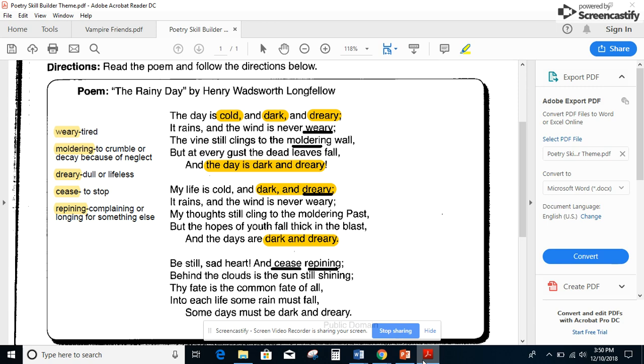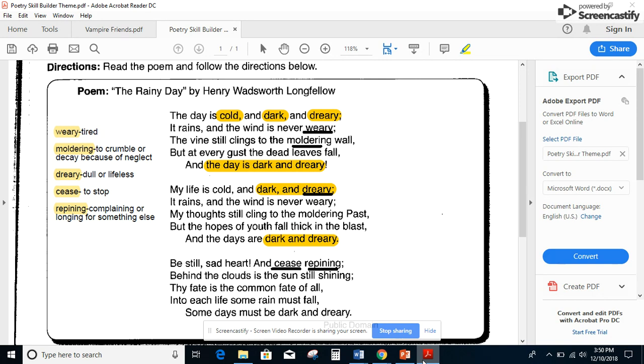Hey guys, your Poetry Skill Builder this week was on theme, and we looked at the poem The Rainy Day by Henry Wadsworth Longfellow. Now, there's actually going to be two videos to this set because I was scrounging around online and found something really cool that I think you guys would be interested in. So if you'll stick with me through the first video, we'll get into some really cool stuff in the second one. Both pretty short though.